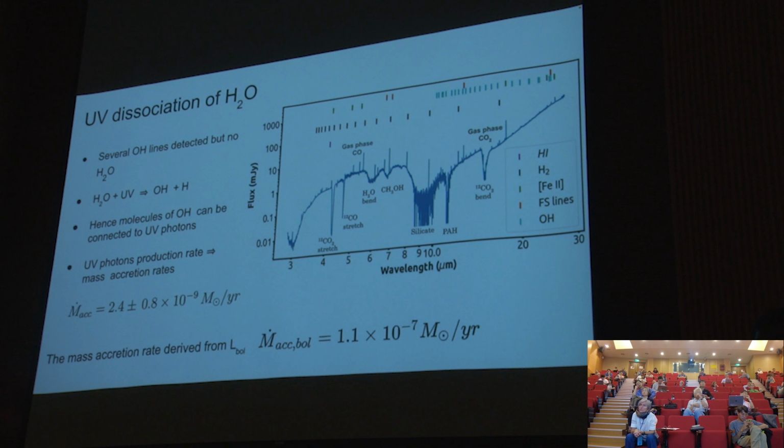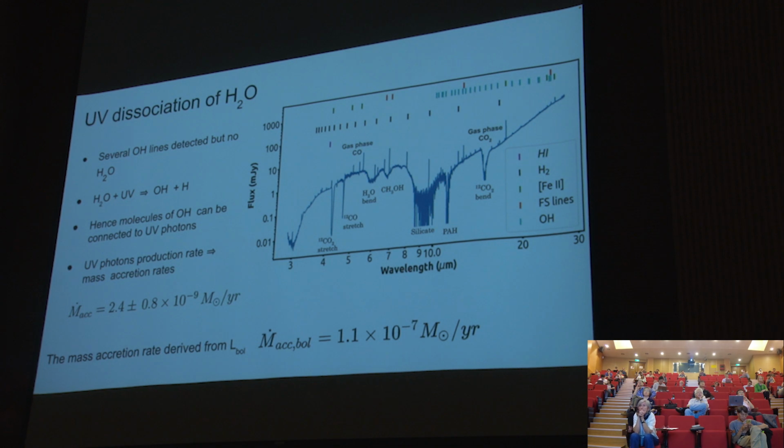Given the mass of the protostar of only about 0.15 solar masses, there's not enough UV photons from the star itself to dissociate water into OH. So what we're proposing is that the OH molecules are being produced because of the accretion shocks, which can generate UV photons. Using the production rate and the emission rate of OH molecules, we can compute the production rate of UV photons, which gives the mass accretion rate.